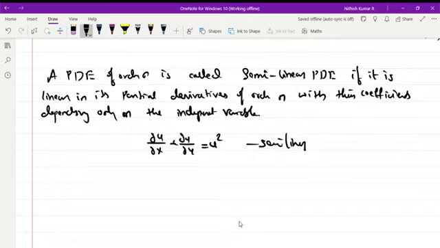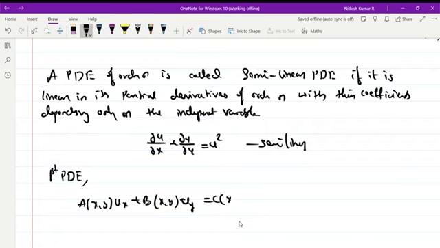So we shall see this in terms of first order. In first order, we are considering a first order PDE in variables x and y for the unknown function u: a of x comma y ux plus b of x comma y uy is equal to c of x comma y comma u. The coefficients a and b depend only on the independent variables, and c depends on x, y as well as the dependent variable u. Therefore it's semi-linear.